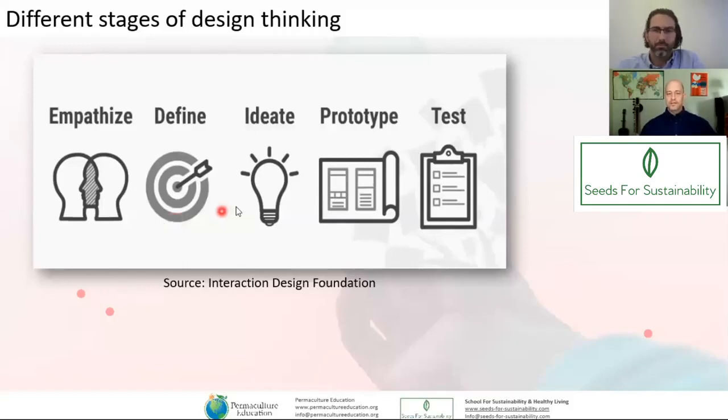Ideate, stage 3. This is when you challenge assumptions, and it's the 3rd stage of design thinking. It means thinking outside of the box and looking for alternative ways to view the problem and identify innovative solutions to the problem statement you created in number 2, which is define. Again, you can see the focus on physical product development.